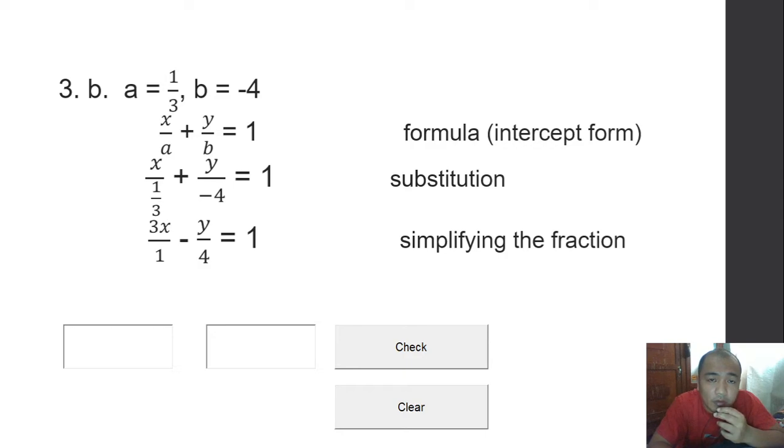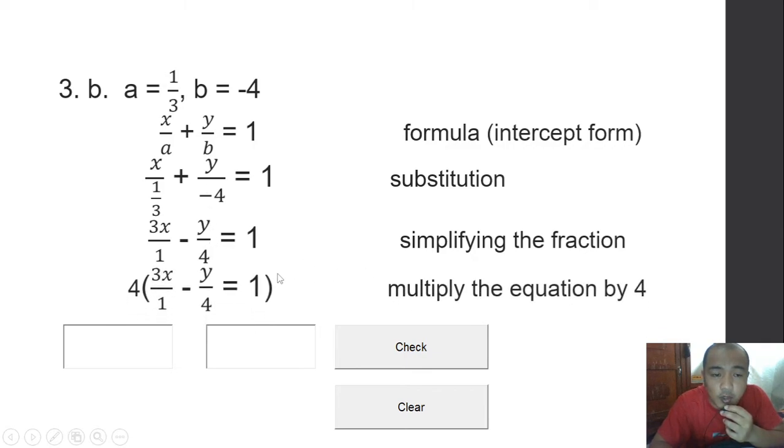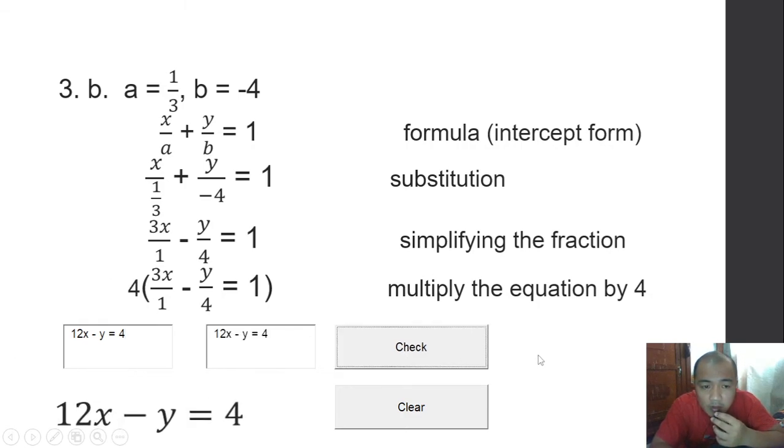To transform this to ax plus by equals c, let us simplify the fraction here. X over 1/3 is 3x over 1, minus y over 4 equals 1. Then multiply the equation by 4, which is, I think, 12x minus y equals 4. Is it correct? Yes, 12x minus y equals 4 is the equation of the line with x-intercept 1/3, y-intercept negative 4.